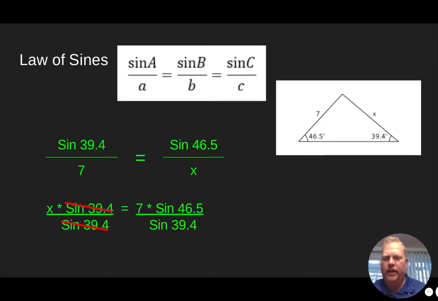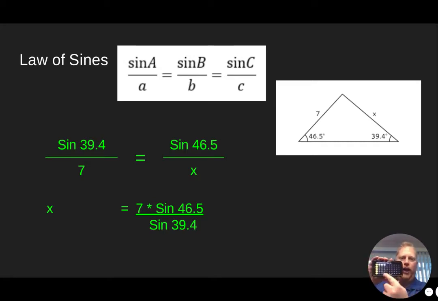So when I do that, then the sine of 39.4 will cancel out on both sides. And then what I'm going to have to do is plug that into my calculator. So 7 times the sine of 46.5 divided by the sine of 39.4. Now, I'll be real honest with you. If you try to do this with your cell phone calculator, it's going to be a pain in the butt. And you say, well, if you turn it this way, you see the sine and cosine and tangent. True. But even on some scientific calculators, if you type it in directly, it doesn't follow.